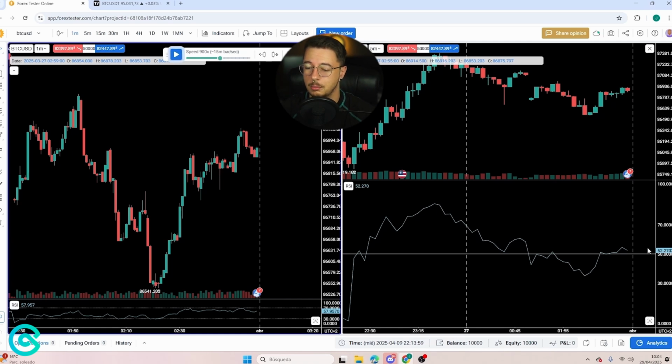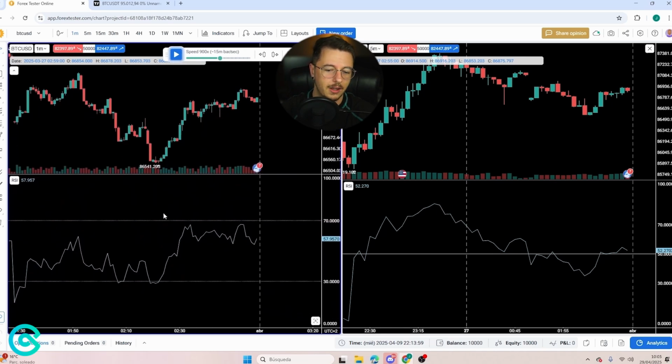If the RSI is above the 50 level, we are only going to take buys, and if the RSI is below the 50 level, we're only going to take sells. So this is quite simple. And now comes the 1-minute RSI. Okay, in this case we are going to use the levels of 70 and 30.